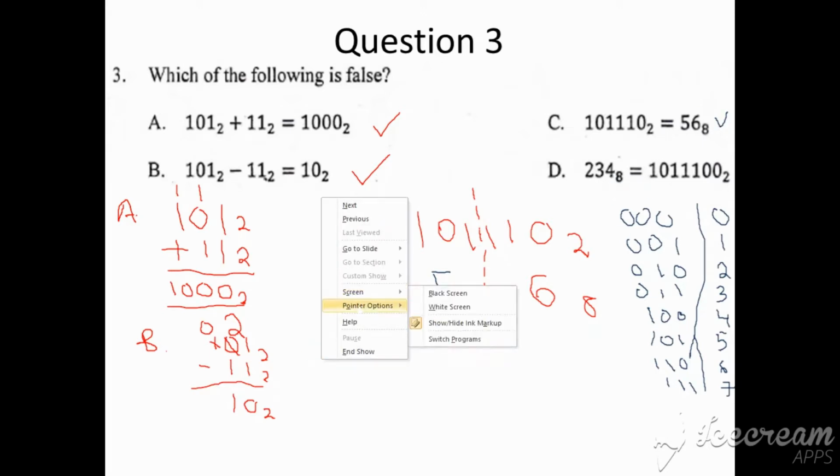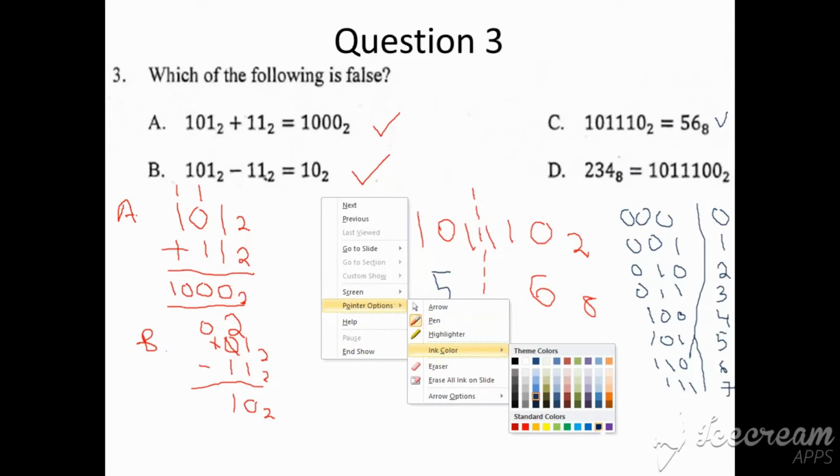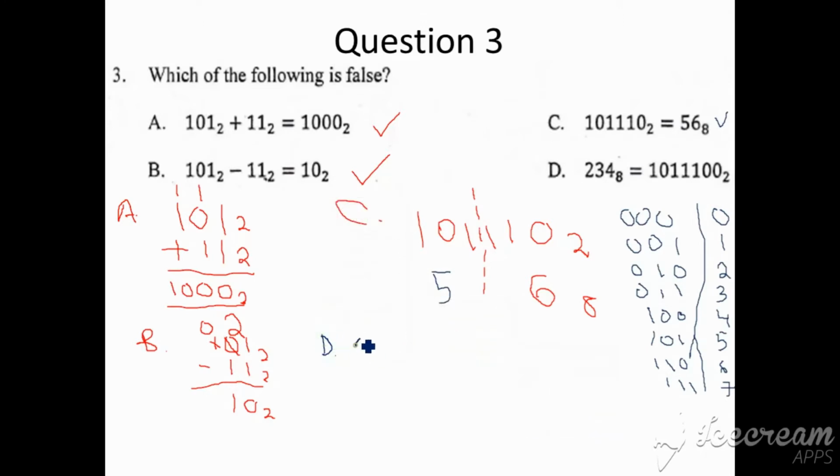D, 234 base 8 to base 2. We do it like this. 4 is 100. 3 is 011. 2 is 010, the first 0 you can ignore. So the answer is 10011100. That's base 2, so D is wrong. Answer is B.